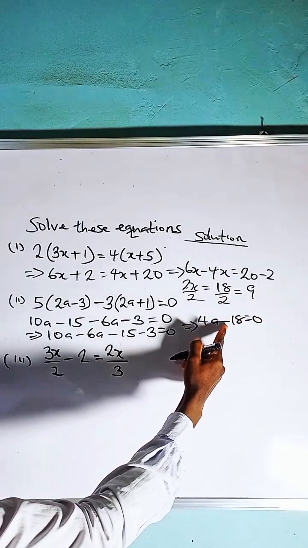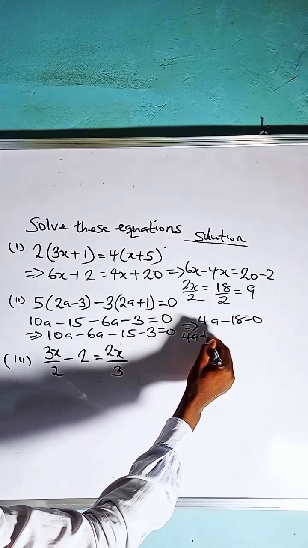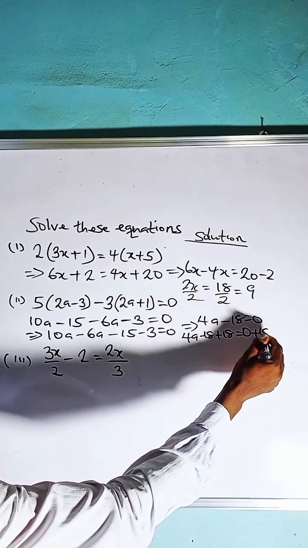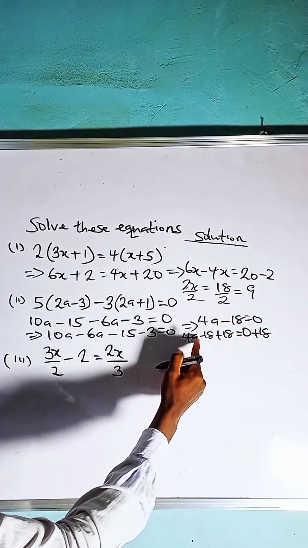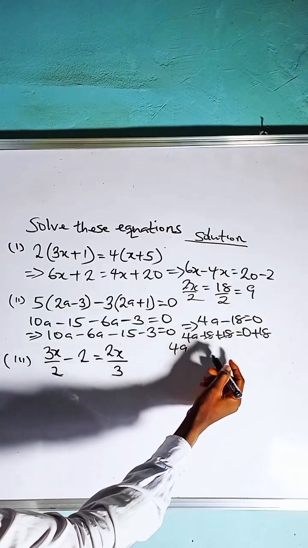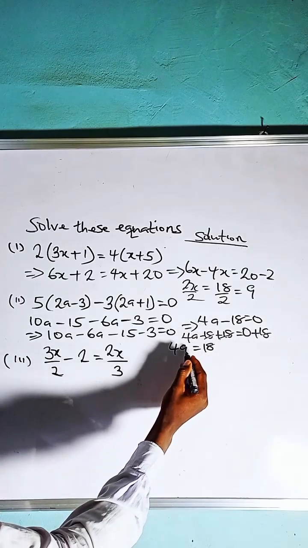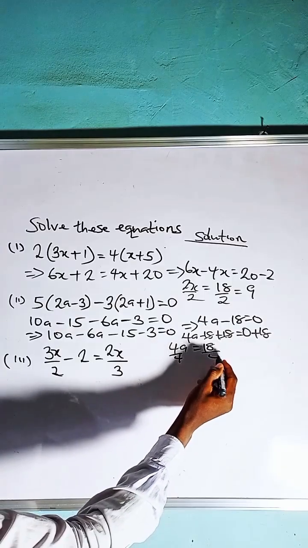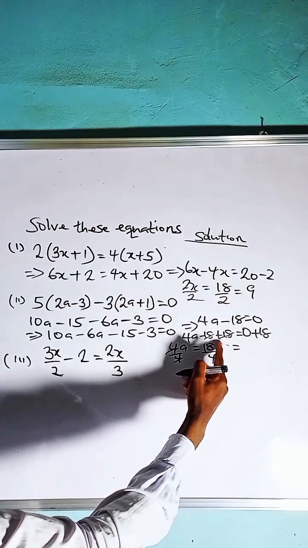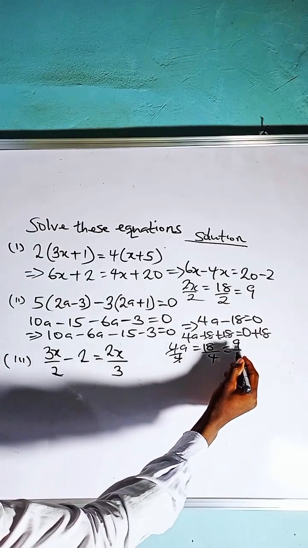So we add 18 to both sides of the equation. So we have 4a minus 18 plus 18 equals 0 plus 18. Okay, so when we do this, we have 4a. Okay, so this is 0, so we have equals 18. So to get the value of a, we divide by 4. So when we do this, we have a equals 18 over 4, okay, so when we reduce this with 2, we have 9 over 2.